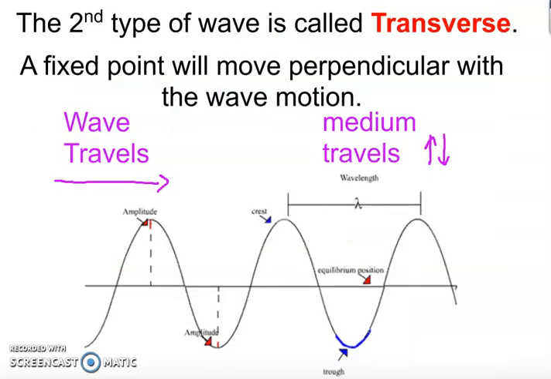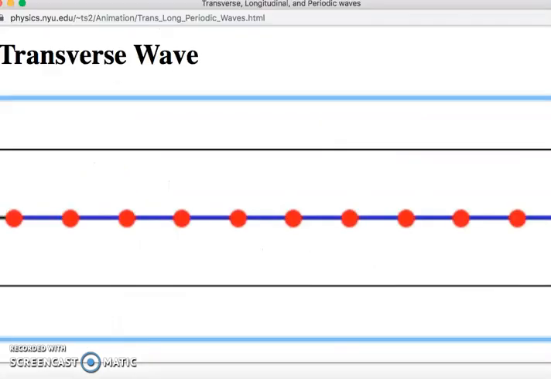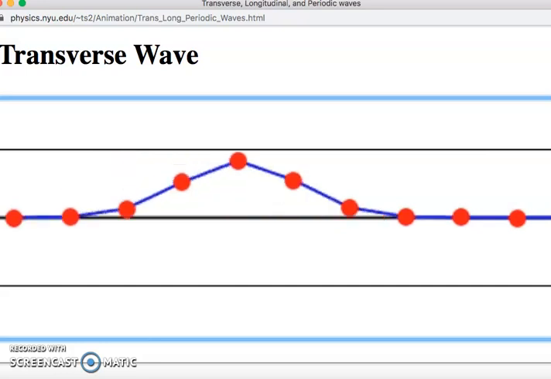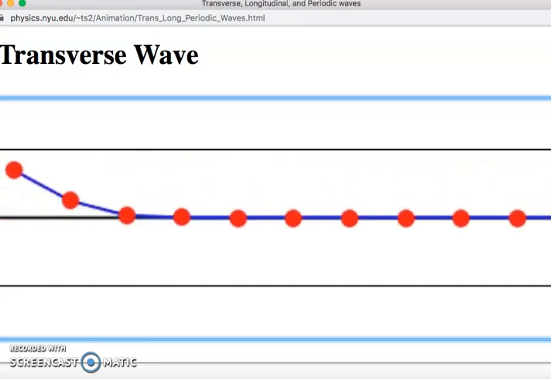Now the other way that a mechanical wave can travel is what we call a transverse wave. And that's when we have a fixed point that moves perpendicular to the wave motion. So the wave may be traveling from left to right, but the medium is going to move perpendicular to that direction of wave travel. So we're going to look at a quick example. As you can see here, if you watch the red dots, they're moving up and down as the wave travels from left to right across the screen. So that is a transverse wave.